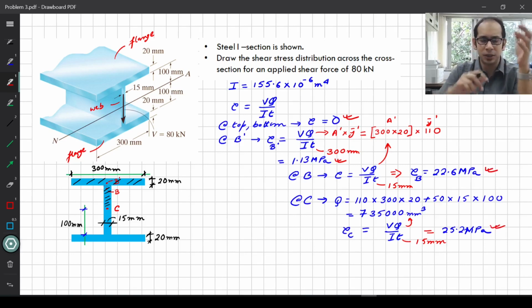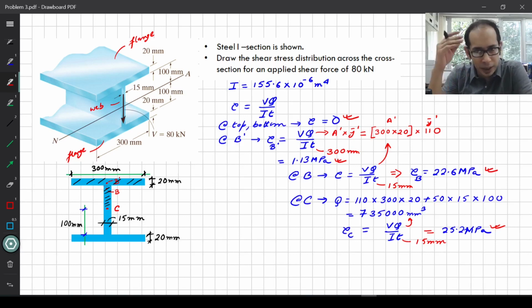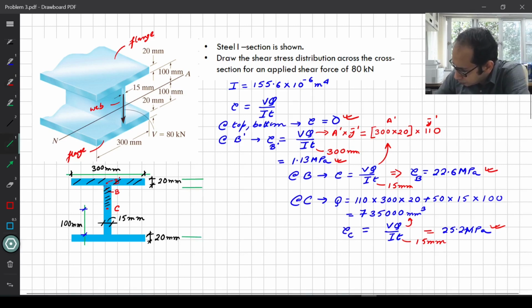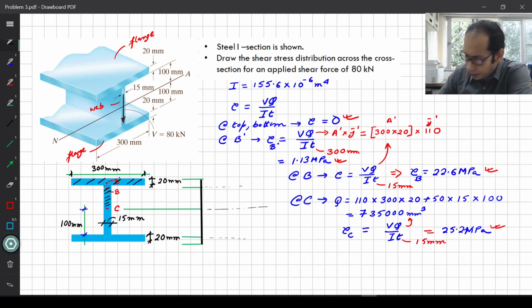And we know, since these sections are rectangles, you will have a kind of parabolic variation. So let us draw the variation across this entire section. I'm going to draw for this section in a 2D diagram as viewed from this side over here. So let's see how this variation happens. At the top here, it is equal to 0. Then at B prime, which is 1.13, then just below B, I am going to have a jump which is going to 22.6, and then at C I will have 25.2.